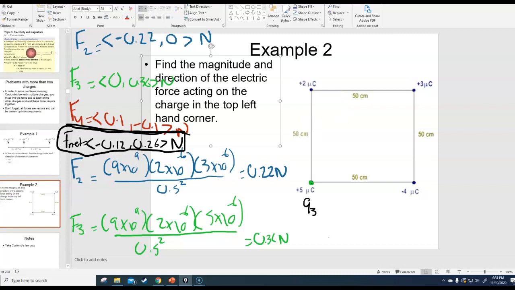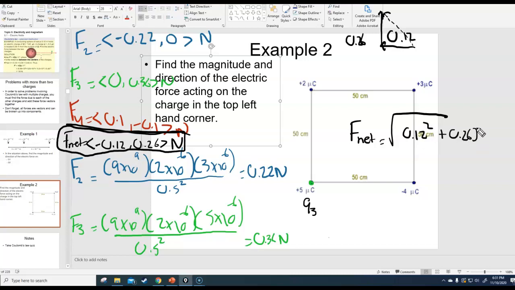So what I would do is I would say, okay, the overall net force is going in the negative x direction, so it has this much x, 0.12. It's going in the positive y direction, so it has this much y, 0.26. So the overall net force would be going this way. I can find the magnitude of the net force just using the Pythagorean theorem. That would just be the square root of 0.12 squared plus 0.26 squared.